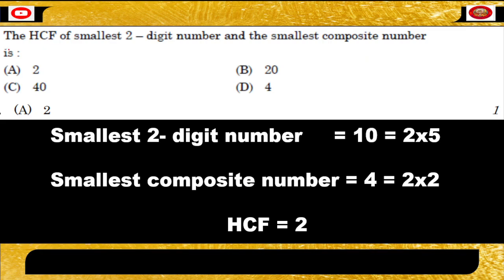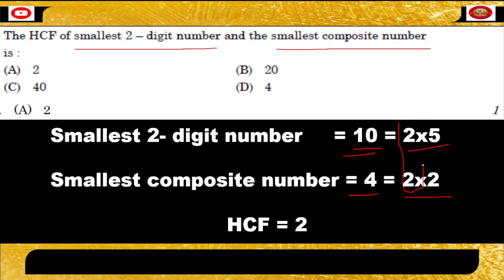Next question. The HCF of the smallest 2-digit number and the smallest composite number is? The smallest 2-digit number is 10. The smallest composite number is 4. 10 can be written as 2 into 5. 4 is written as 2 into 2. HCF means what is common in both. Here is a 2, so the common factor is 2. Here is 5, but 5 is not in the other. That means 2 is the HCF.